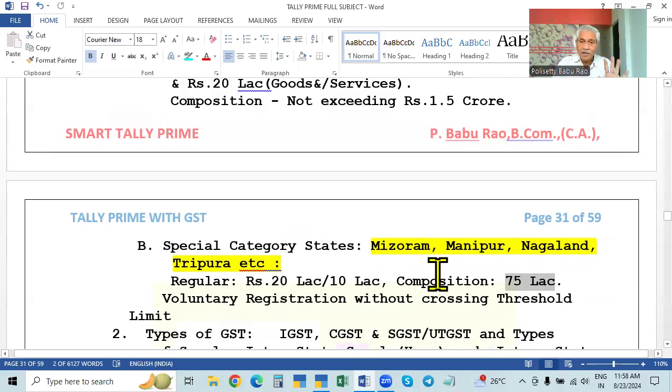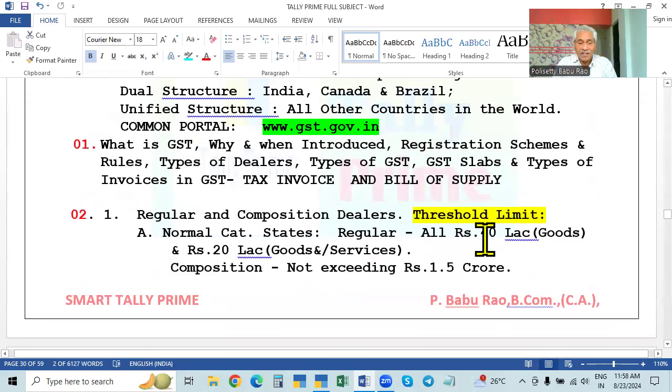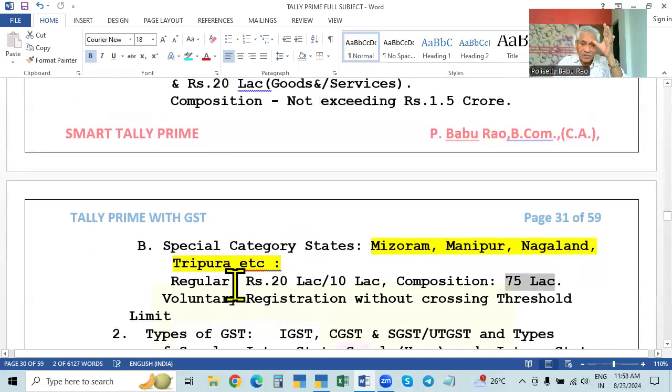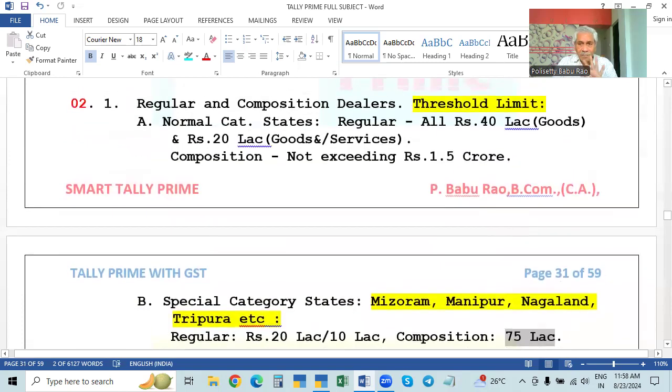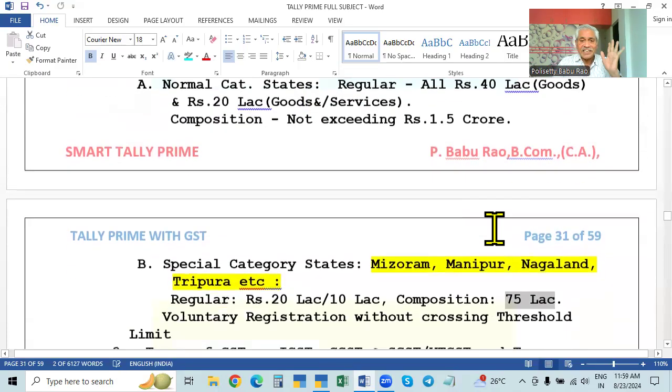So if the turnover is less than that, we can use composition. If it goes beyond that, we cannot be a composition dealer; we will be a regular dealer. Here, regular dealer 40 minimum, maximum no limit, and composition 1.5. In this case also, for regular there is no maximum limit. For composition, 75 lakhs is the maximum limit. The minimum is 20, 10, 40, 20 for anyone. We have to get registration.